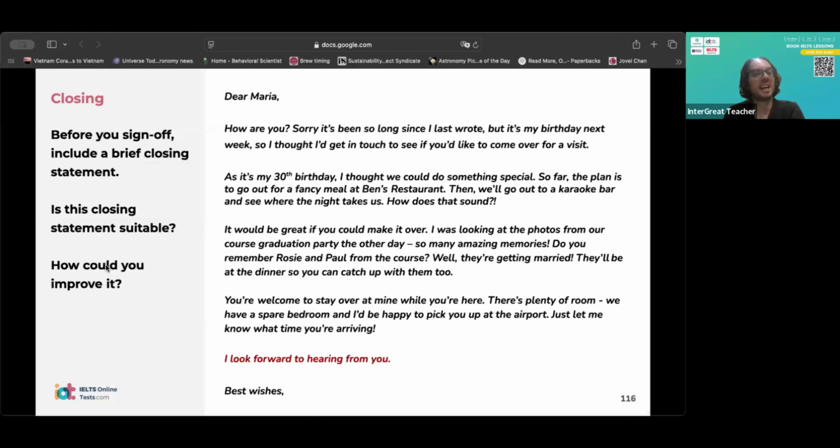However, remember that this is a test and you are trying to prove your language ability. And this is not the best way to prove that. So you obviously want to be less formal, but you still want to include language that can be graded by the examiner. So it will be great to see you again, or I am eager to meet you soon again will be good examples as well. In this case, the writer says, looking forward to hearing from you.